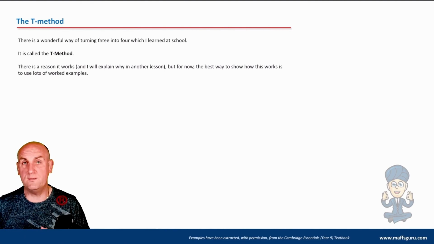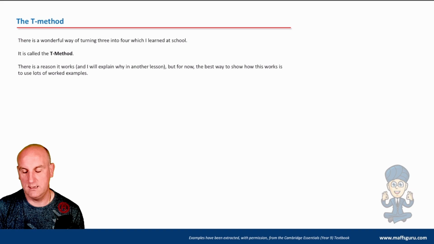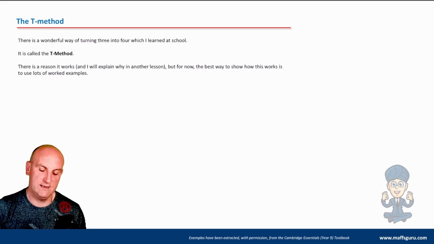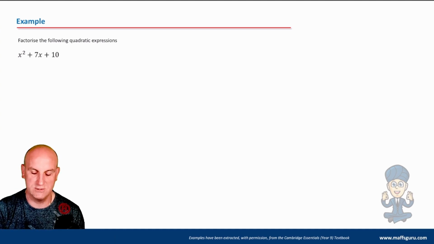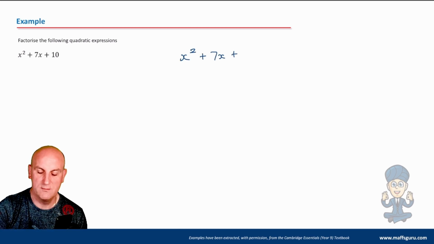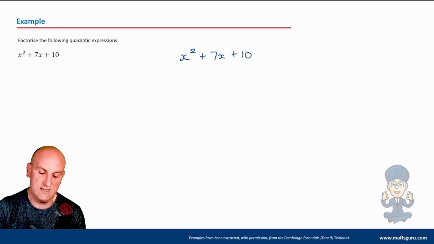Now, when I was at school, I was taught something called the T method. Basically it is a way of helping us split the middle term of a quadratic into 2 terms, and I'll explain why that happens in a moment. So here we go. Here's some examples, and it's probably best for me to show you examples. We've got x squared plus 7x plus 10. The whole point of quadratics is we have got to split these 3 things into 4.